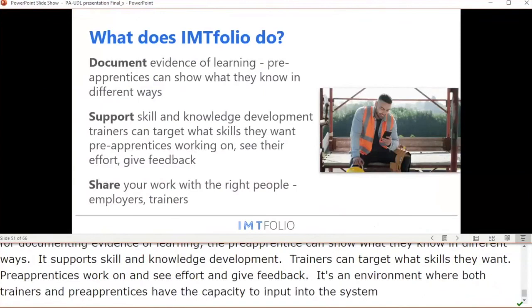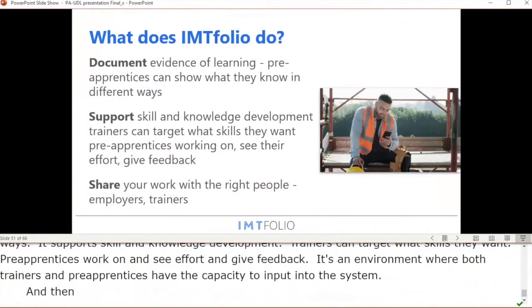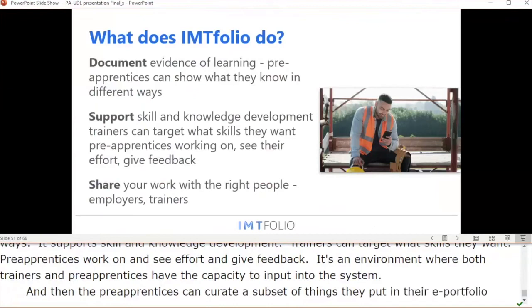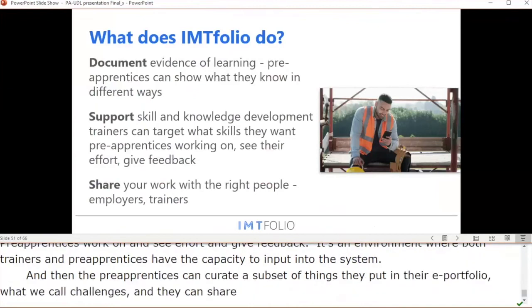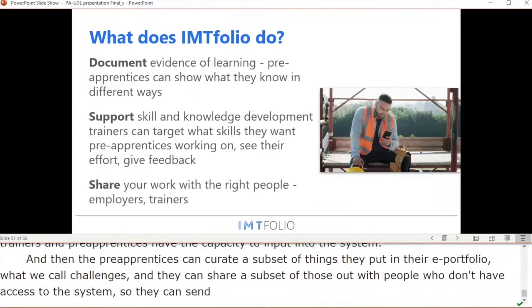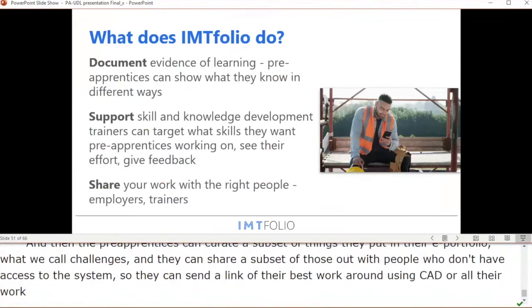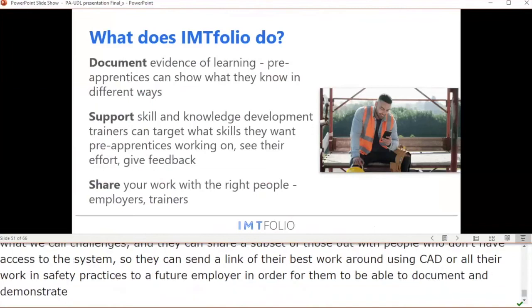And then the pre-apprentices can curate a subset of things that they put in their e-portfolio, what we call challenges, and they can share a subset of those out with people who don't have access to the system. So they could send a link of their best work around using CAD, or all their work in safety practices, to a future employer, in order for them to be able to document and demonstrate the skills they have that are curated out of the larger e-portfolio. So next slide.